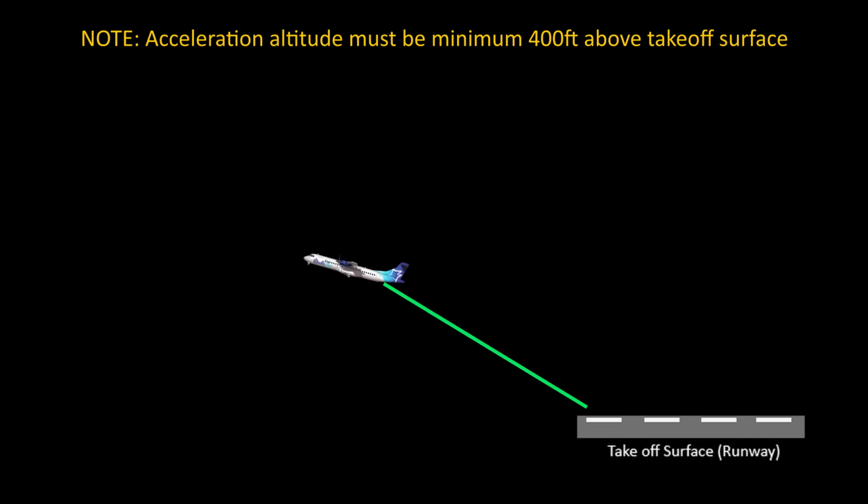Note, acceleration altitude must be minimum 400 feet above takeoff surface. It is a regulatory requirement. Below 400 feet, the speed must be maintained constant to a minimum of V2 with a climb gradient of 2.4%. This requirement applies to first and second segments of the takeoff flight path.